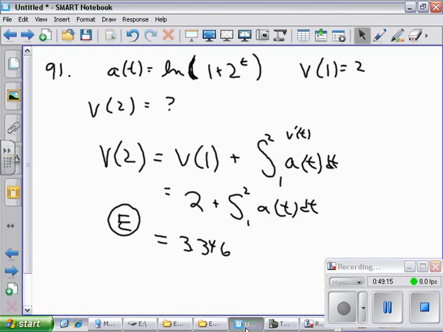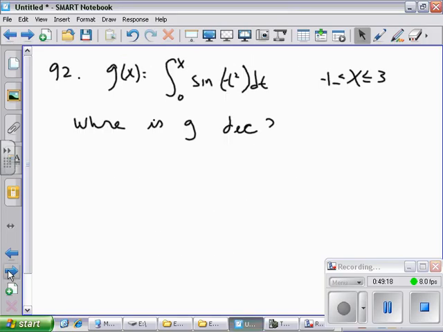92, the last calculator question. Now, they give you a g of x, it's one of these accumulation functions, and they want to know where g is decreasing. You have to make the connection right away to derivatives. If g is decreasing, what are we looking for? G prime is negative. Nice. So we have to find out, first of all, what g prime is. So you have to know how to take the derivative of one of these things. And then we'll find out where g prime is negative.